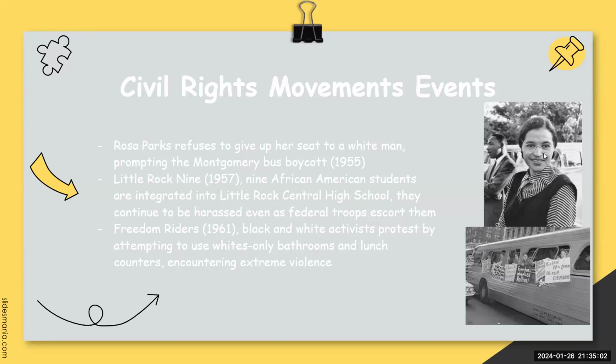And then there was also the Freedom Riders, which were Black and white activists, who protested by attempting to use white-only bathrooms and lunch counters, and they encountered extreme violence while they just sat there.